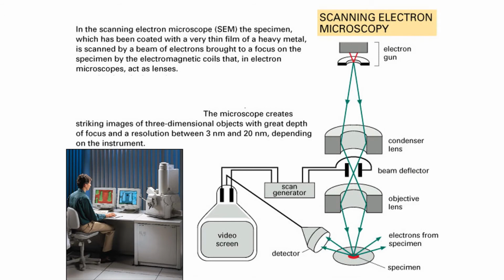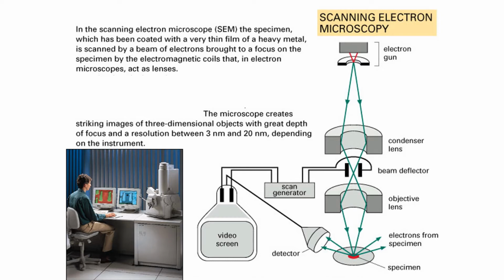And then you've got the scanning electron microscope, which has a specimen covered with a thin layer of heavy metal, and so therefore it reflects off the beams of electrons. And as you can see with this chap sitting next to the microscope, it's quite a lot larger than what we're used to and has to be displayed onto a video screen.